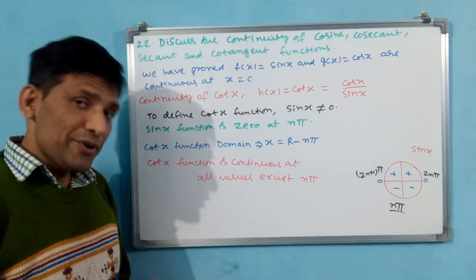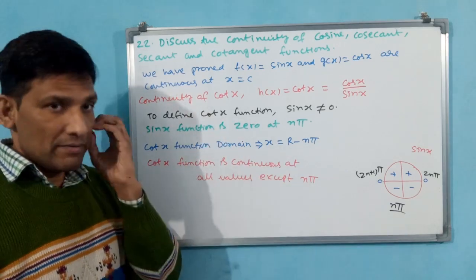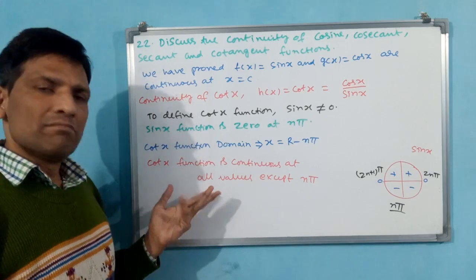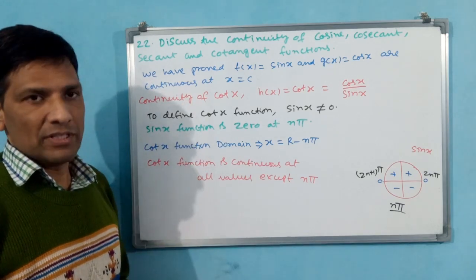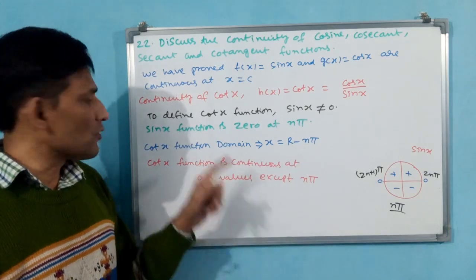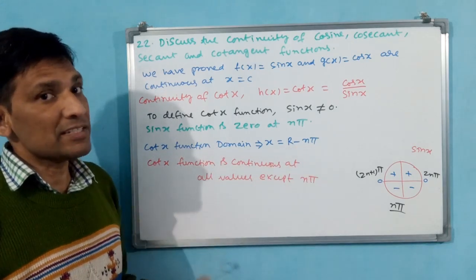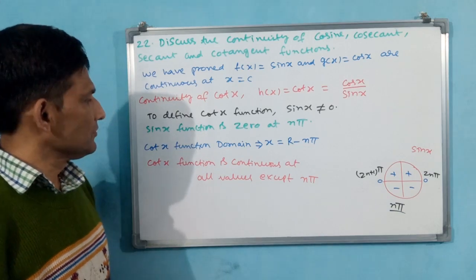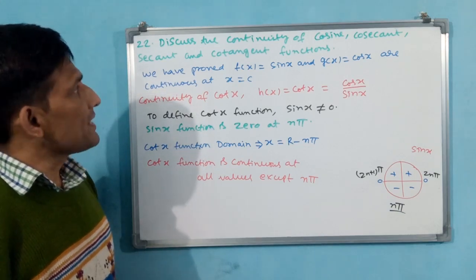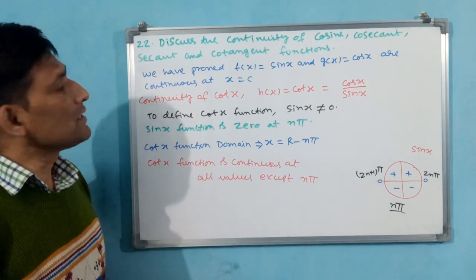See, cot x is a continuous function. We are not giving that point in the domain. If the domain excludes it, cot x is continuous only. Why? Because at n pi we are not giving the domain; the domain is R minus n pi. That means finally cot x is continuous. Write this. We will go for the 23rd question.